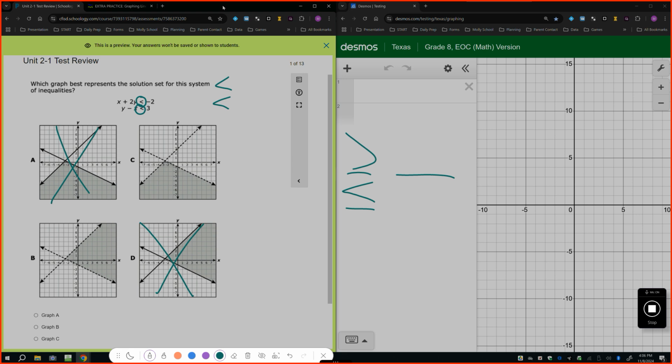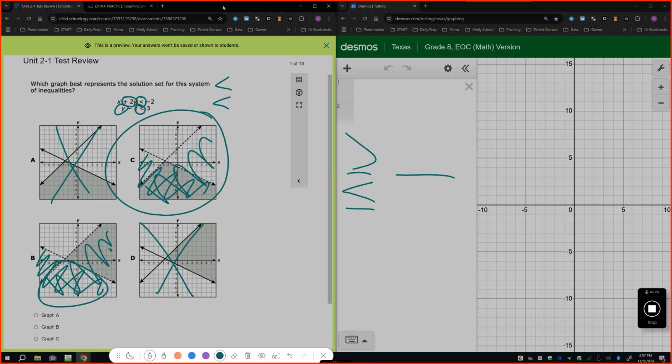Now the next thing we're going to look at is, am I going to have to flip my sign? Well, my y is positive here and it's positive there, so my inequality signs are going to stay the same. So what that means is both of these inequalities I'm going to be shading below. So if I shade below this line and below this line, my double shaded area is the region that they have highlighted. This area is where my double shaded area should be, but they've got it up here. So the answer I'm looking for is C.